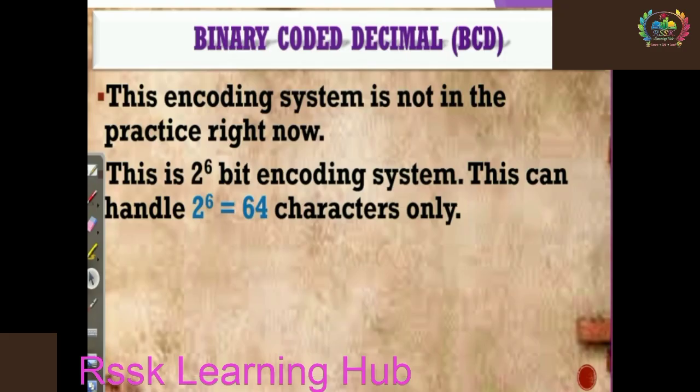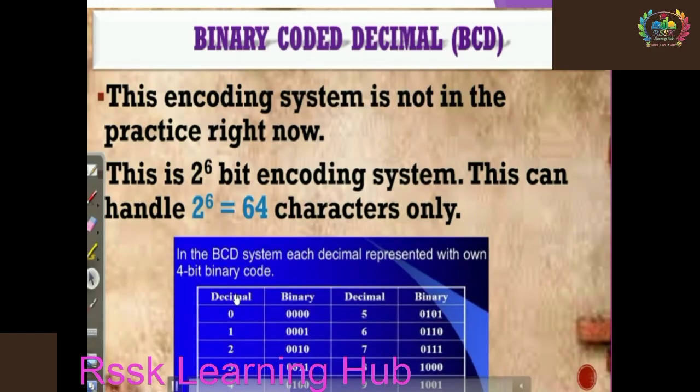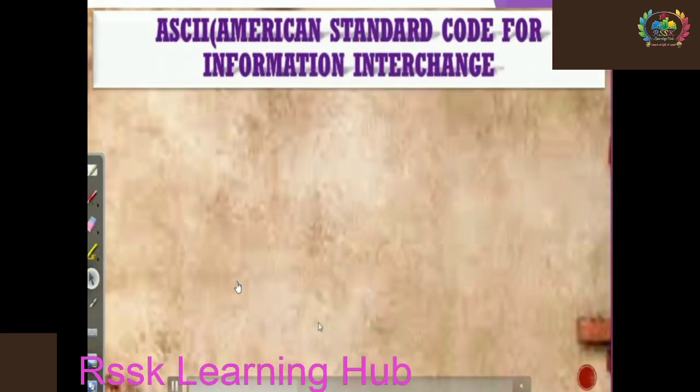the encoding system will be 2 power 6, that is, it can handle only 64 characters. So that is BCD, that is your binary code. We saw this BCD representation in the decimal part. If the decimal is 0, the binary value you have to write using 8421. Similarly, for each decimal value you have to represent the binary. Next, the binary representation equivalent to 5 also will be 8421.